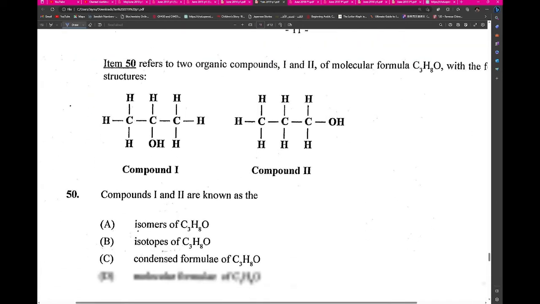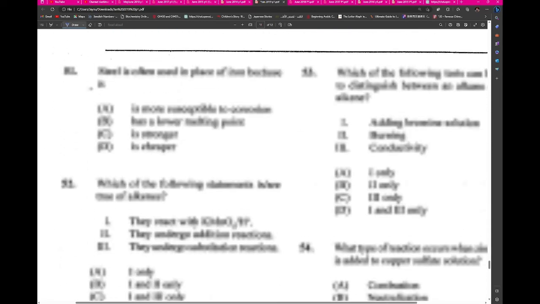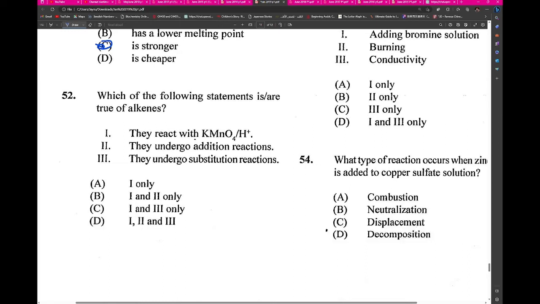Compounds 1 and 2 are known as isomers. But they form positional isomers, right? So that this steel is often used in place of iron because it is stronger. Which of the following statements are true? Well, is or are true of alkenes? True. True, not true. 2, 1 and 2.